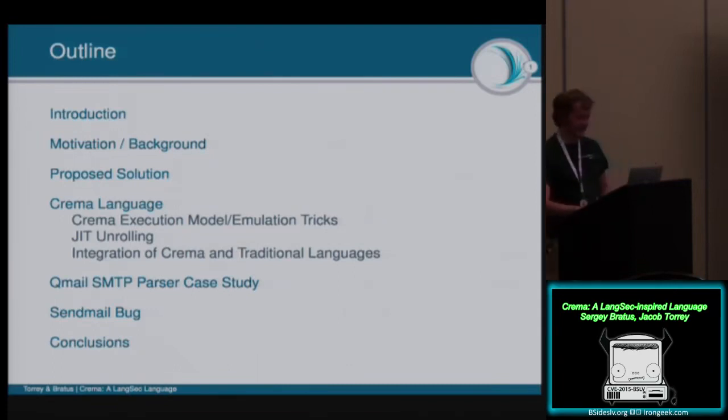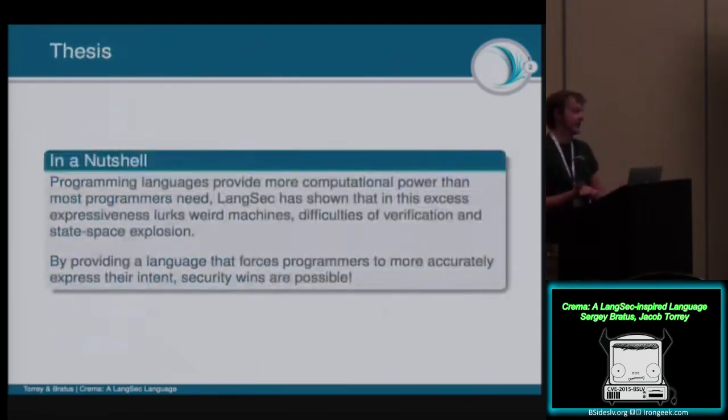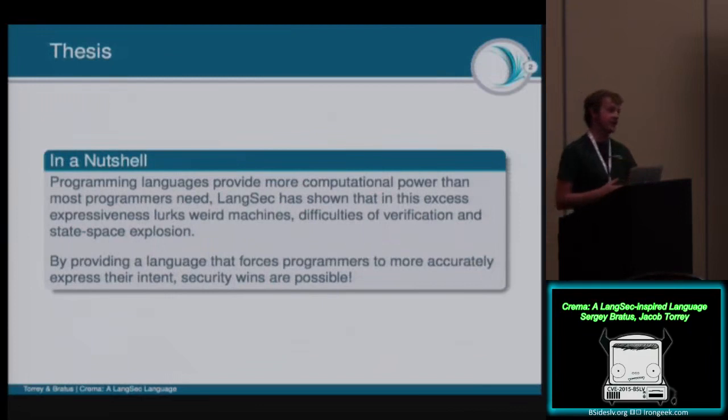Please just ask. So basically in a nutshell, programming languages provide more computational power, more expressiveness than most programmers need. And so LangSec has shown that this excess, within that skin around the orange, is where you have these weird machines, verification difficulties when you're trying to formally verify and prove out your software, and also a state space explosion when you're trying to do program analysis. So we're hoping that by providing a language that forces programmers to more accurately express their intent and to right-size the programming language to most tasks, we'll be able to show some security wins.